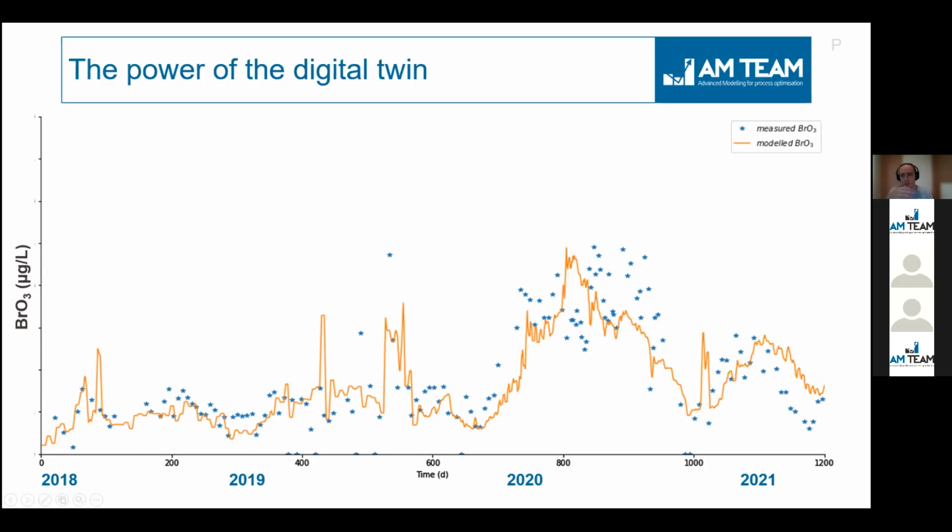And we are now actually building more and more of these digital twins of full-scale installations, where we are going to predict the micropollutant removal and bromate formation in real time. So measure in real time on the influent side, basic data, and the model will predict the bromate formation and the micropollutant removal in real time, so that operators can use this information to smartly control the system and have better performance.